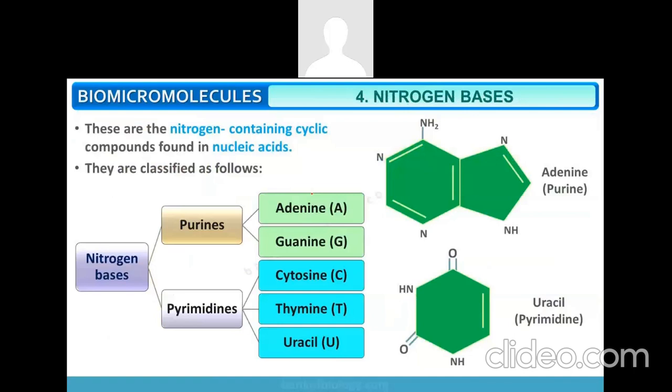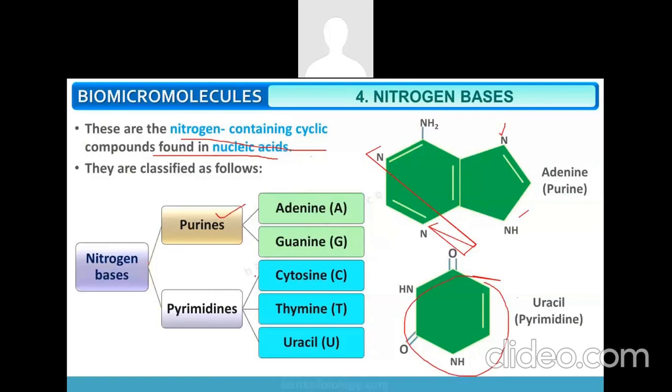The fourth one is the nitrogen bases. These are nitrogen containing cyclic compounds that are found in the nucleic acids. Basically they are classified into two categories. You can find a lot of nitrogen in the picture that is given here, and it is also a cyclic structure. Not exactly circular, I'm sorry, but a cyclic structure.